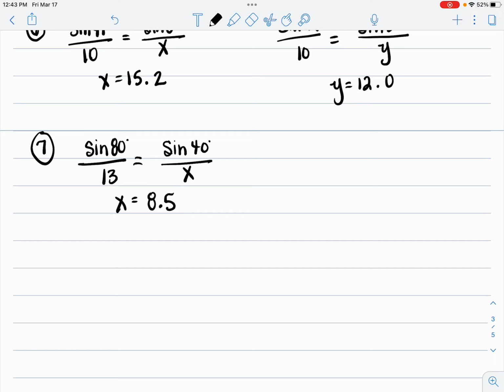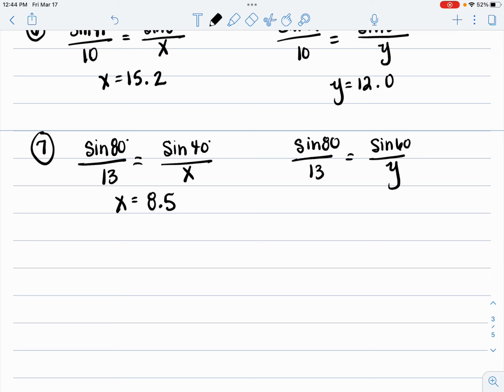And that has happened like 5 other times. I need to find that missing angle. So adding 80 and 40, of course, that's going to give me the other angle, which is 60. Still going to use that sine 80 over 13. The angle across from y, again, is 60, so it's going to be the sine of 60 over y.